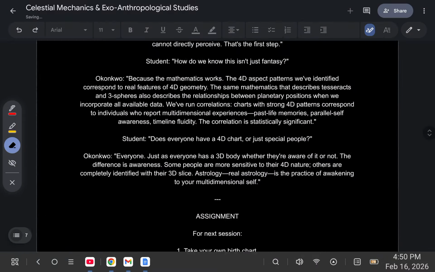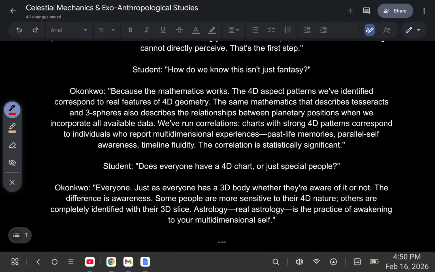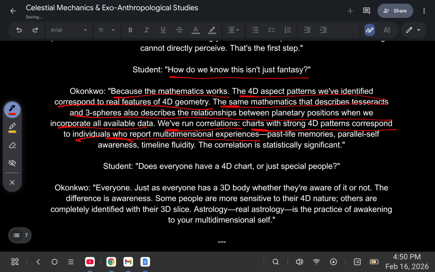Let's say a student asks, how do we know this isn't just fantasy? Well, because the mathematics works. The 4D aspect patterns we identified correspond to real features of 4D geometry. The same mathematics that describes tesseracts and 3-spheres also describes the relationships between planetary positions when we incorporate all available data. We've run correlations. Charts with strong 4D patterns correspond to individuals who report multidimensional experiences, past life memories, parallel self-awareness, timeline fluidity. The correlation is statistically significant.